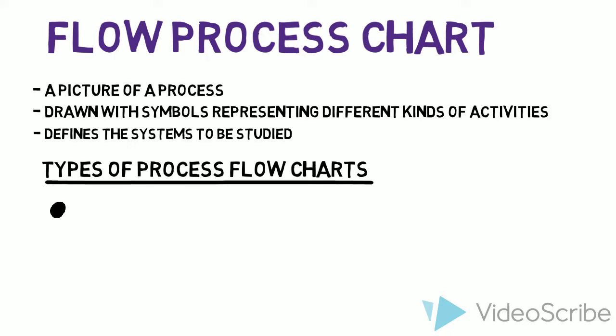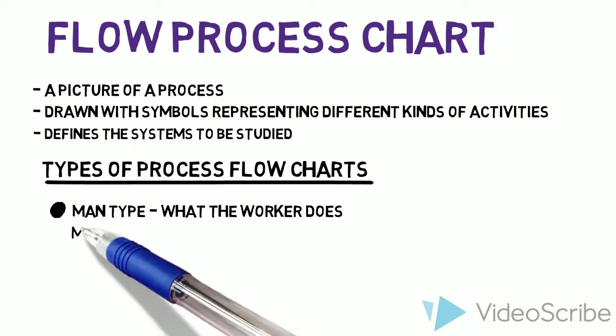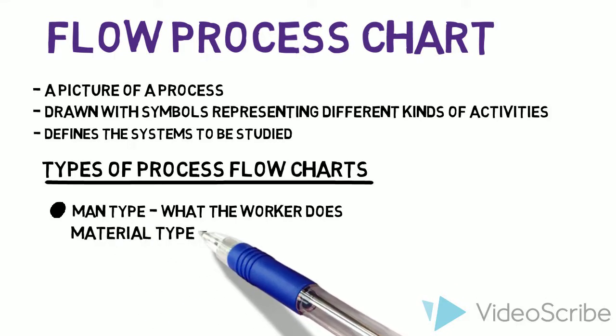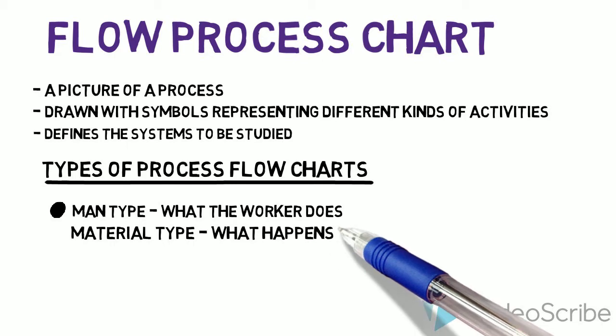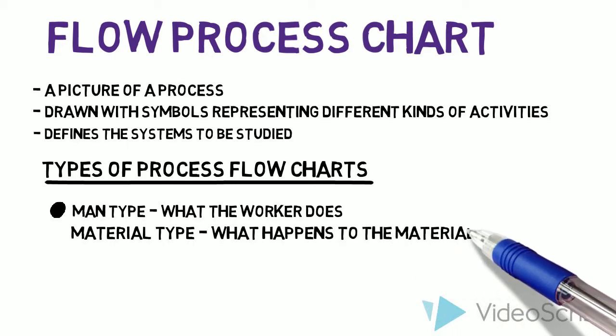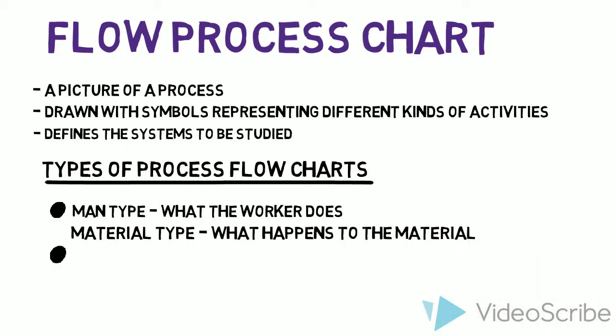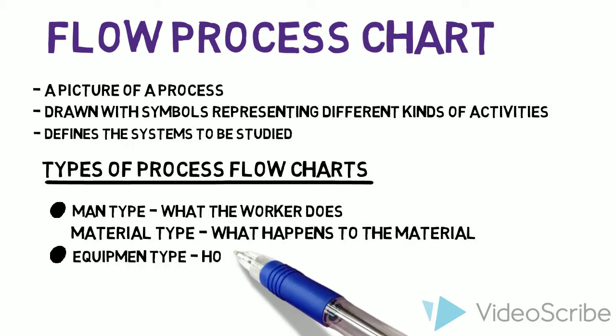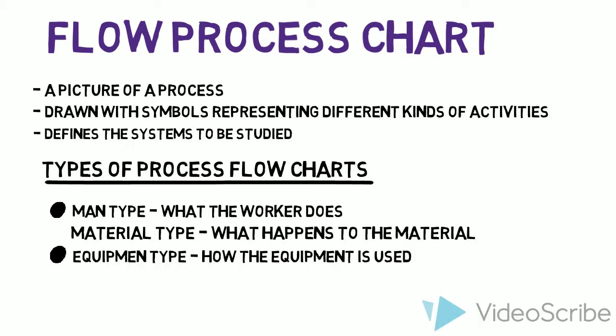The first one is a man type chart. This chart shows what the worker does. The second is a material type chart. This shows what happens to the material. And the third is the equipment type chart, which represents how the equipment is being used. Our focus will be on the material type chart.